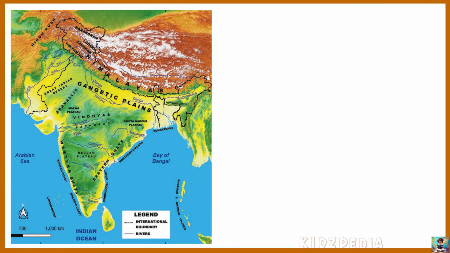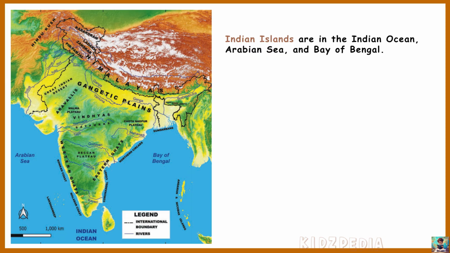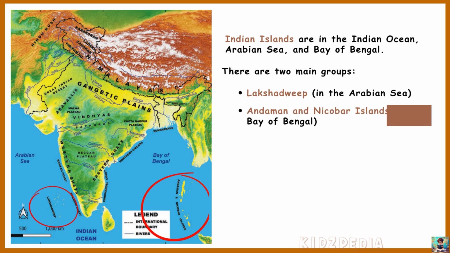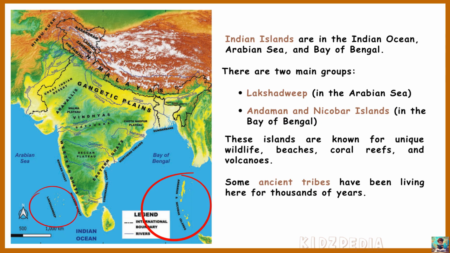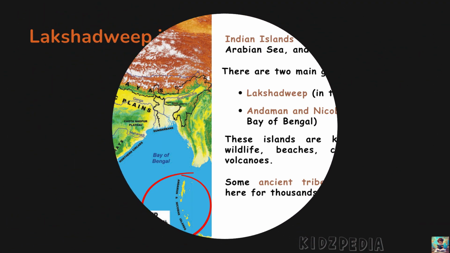So, India also has many islands spread across the surrounding seas. The two main island groups are Lakshadweep in the Arabian Sea and the Andaman and Nicobar Islands in the Bay of Bengal. These islands are famous for their natural beauty with clean beaches, coral reefs and even volcanoes. They are also home to unique wildlife and ancient tribes who have lived there for thousands of years.